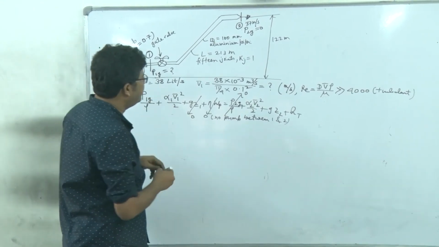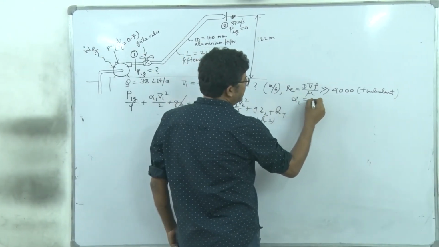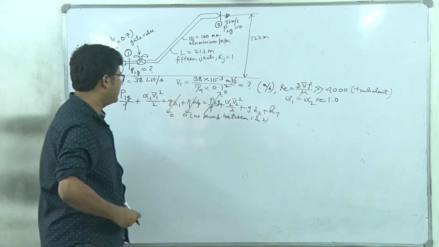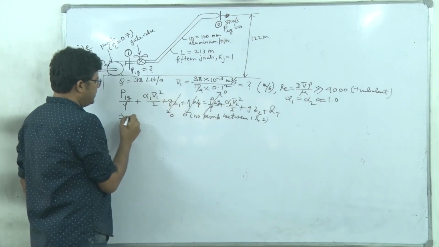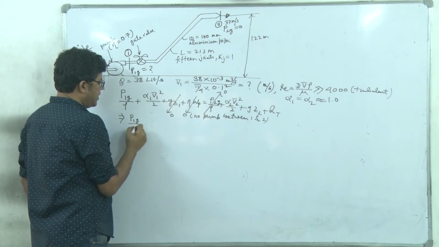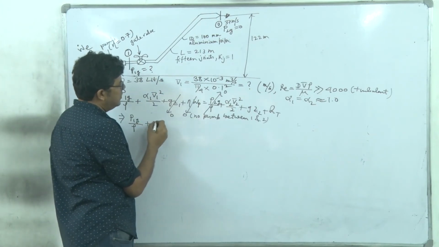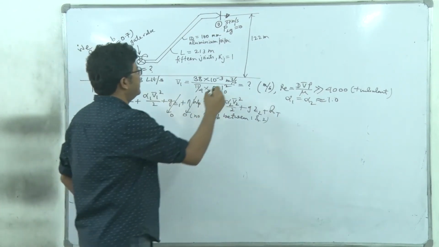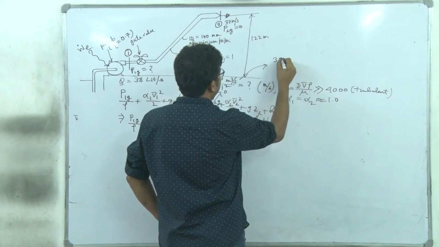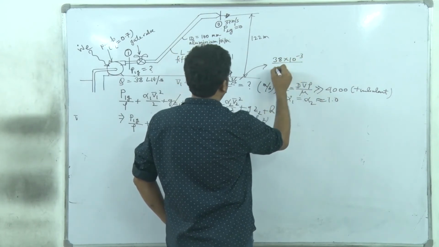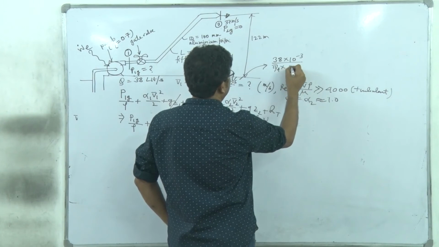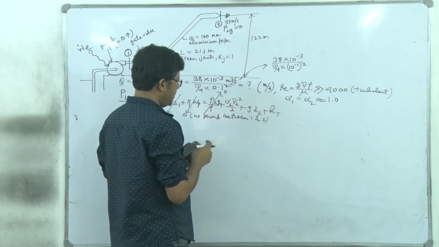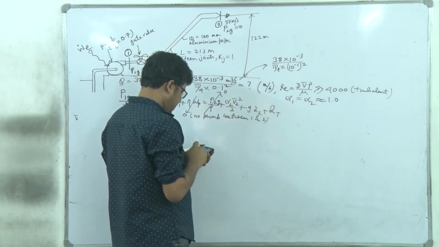So alpha 1 and alpha 2 will be close to 1, as we have discussed. So P1G by rho plus V1 square. V1 you can calculate, so let us calculate this at least. 38 into 10 to the power minus 3 divided by pi by 4 into 10 to the power minus 1 whole square. So what will be the value?